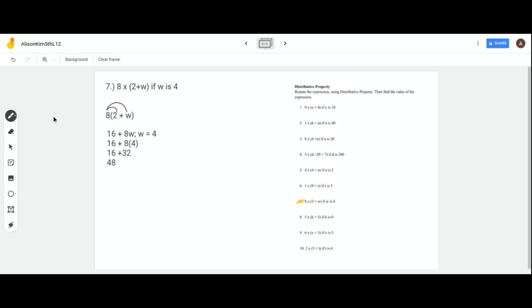So this one also has 2 answers. Let me highlight it. Your first answer is going to be 16 plus 8w. And your second answer is going to be 48, your solution to that.